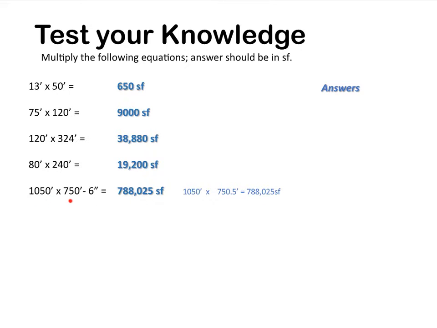1,050 times 750 feet, 6 inches, equals 788,025 square feet. You have to note here, we had to convert the 6 inches into decimal feet. And we'll be talking about that in the near future.